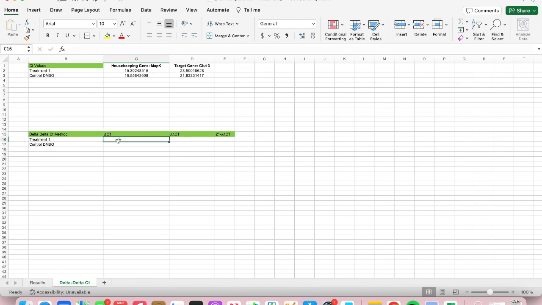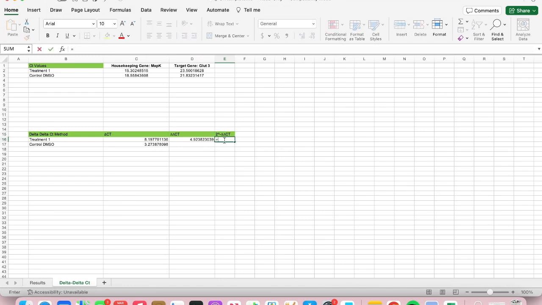Calculating delta CT will be by taking the target gene CT minus the housekeeping gene reference. And we do this step for both of the samples. Our next step will be to calculate the delta-delta CT, which represents the change of expression of the genes of interest between conditions. Now, this will be done by obtaining the sample delta CT minus the control delta CT.